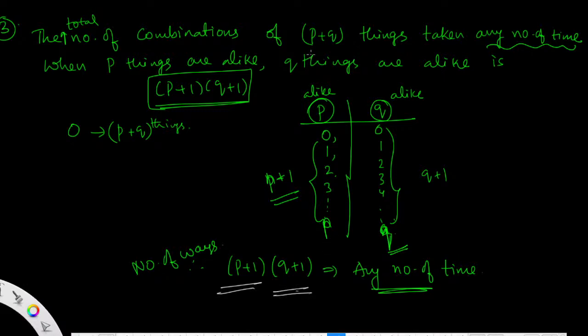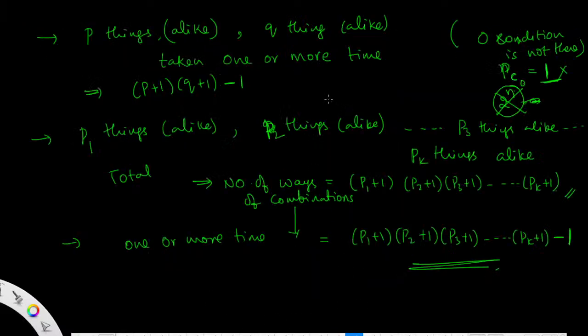When out of p plus q things we are taking any number of times, when p things are alike and q things are alike, the number of ways is (p plus 1) into (q plus 1). This is the formula. If it is taking one or more, the zero term is not there, so (p plus 1) into (q plus 1) minus 1.